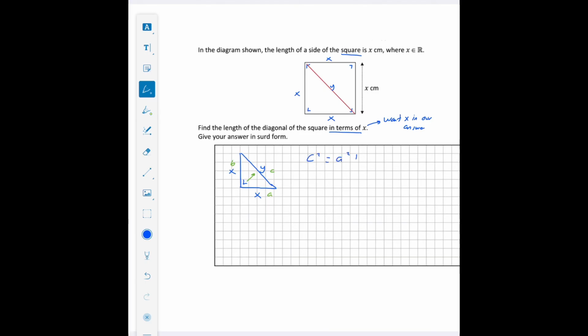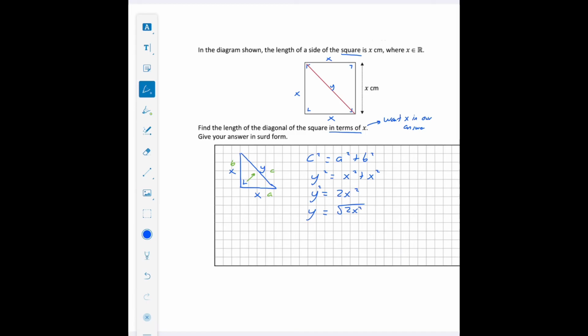So we have C squared is equal to A squared plus B squared. So we have Y squared is equal to X squared plus X squared. Okay, we'll keep going with my algebra, see where that'll bring me. Y squared is equal to 2x squared. Get rid of the squared by taking the square root of both sides. So y is equal to the square root of 2x squared.